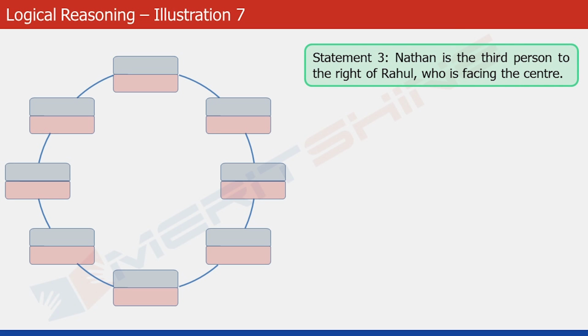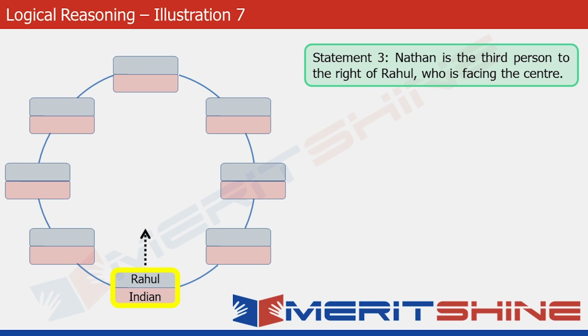The first statement that we would use here would be statement 3, which tells us that Nathan is the third person to the right of Rahul, who is facing the center of the table. Now the structure does not have any entries at the moment, so we can place anybody anywhere in the beginning. So let's start with Rahul first. Let's place Rahul in the bottommost cell of this structure. We already know the nationalities of all these 8 individuals. Rahul is an Indian. This arrow here denotes that Rahul is facing the center of the table.